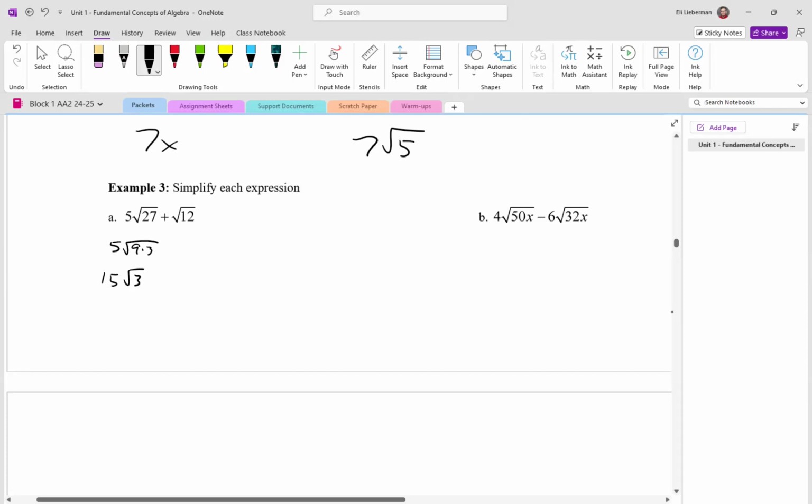Keep on going. And for the 12, I split it up into 4 times 3. And then that becomes 2 root 3. And you add those and it's 17 root 3. Are we good?